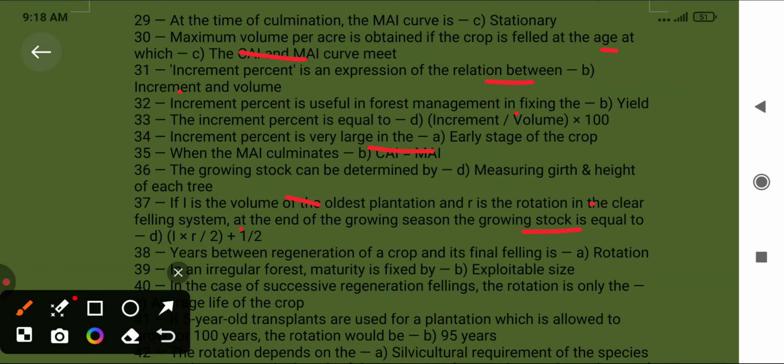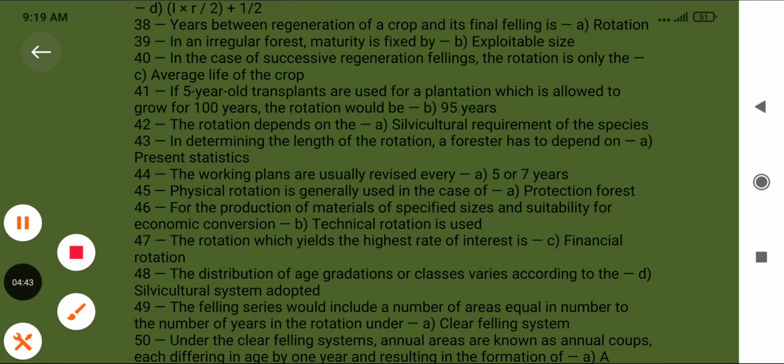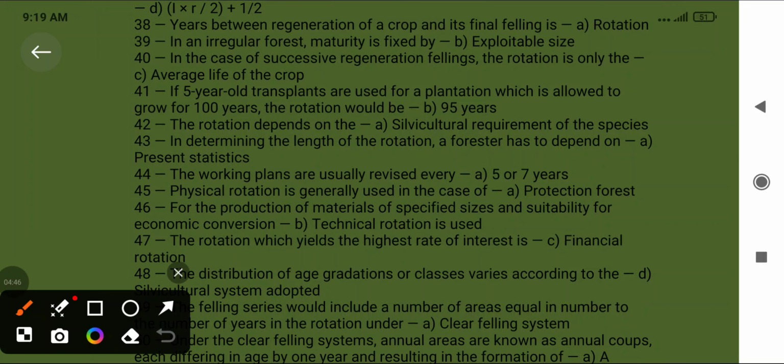The years between regeneration of a crop and its final felling is the rotation, and in an irregular forest maturity is fixed by exploitable size. In the case of successive regeneration felling, the rotation is only the average life of the crops. If 5-year-old transplants are used for a plantation which is allowed to grow for 100 years, the rotation would be 95 years. The rotation depends on the silviculture requirement of the species. In determining the length of the rotation, a forester has to depend on present statistics.